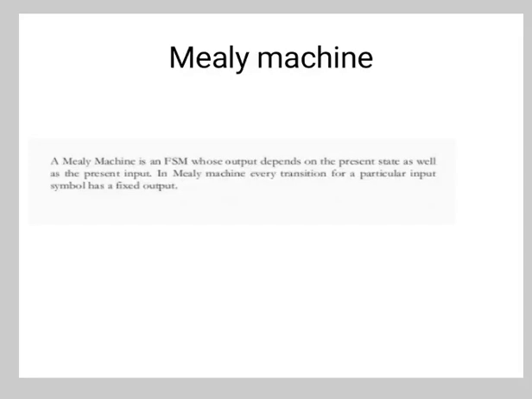So what is Mealy machine or Mealy FSM? A Mealy machine is an FSM whose output depends on the present state as well as the present input. In Mealy machine, every transition for a particular input symbol has a fixed output. So Mealy machine is defined as a sequential circuit whose output is a function of both the present state and external input to the circuit.